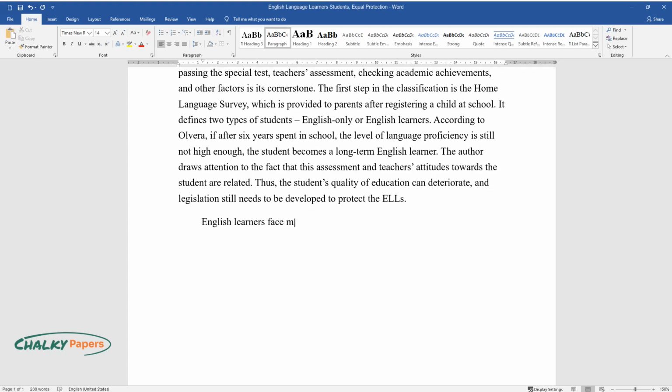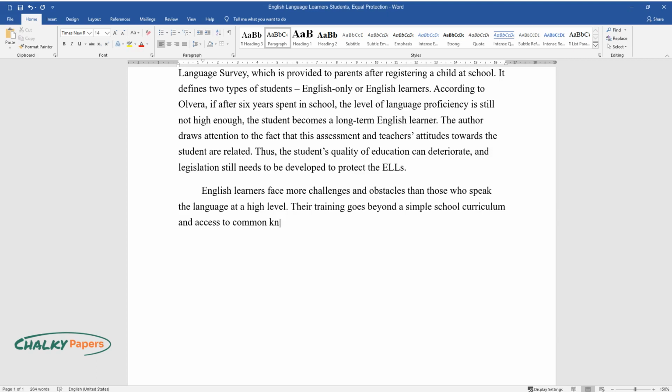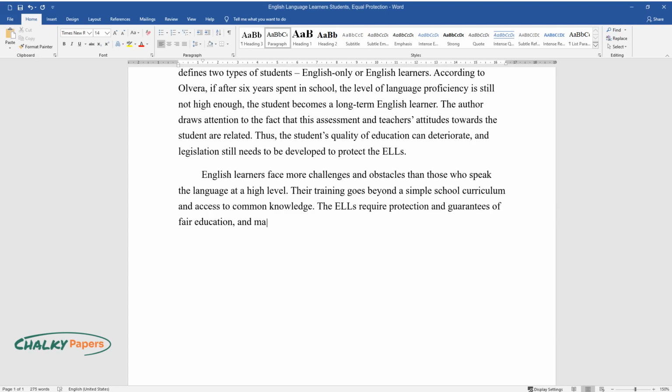English learners face more challenges and obstacles than those who speak the language at a high level. Their training goes beyond a simple school curriculum and access to common knowledge. The ELLs require protection and guarantees of fair education, and many laws are affecting the quality of their learning.